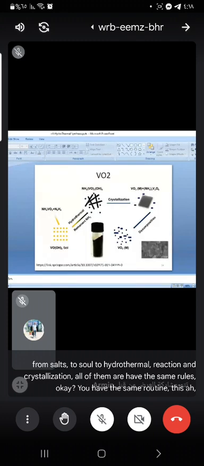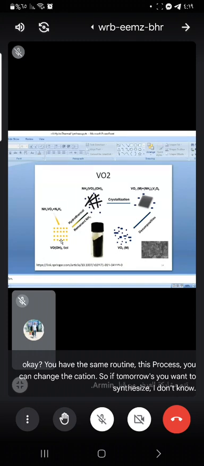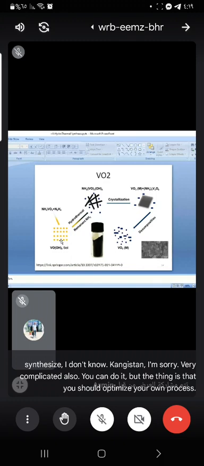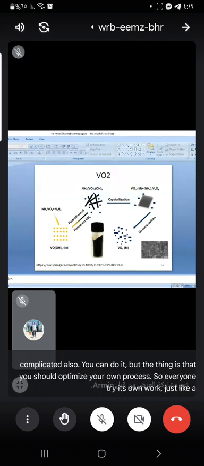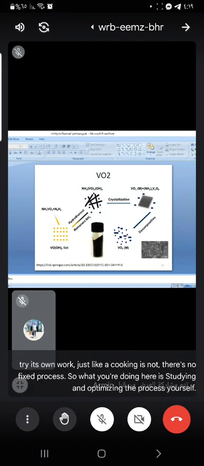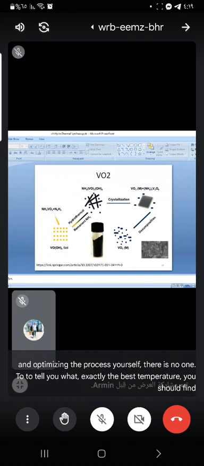You can change the cation. So if tomorrow you want to synthesize, I don't know, tungsten oxide or a very complicated oxide, you can do it. But the thing is that you should optimize your own process. Everyone tries their own work. It's just like cooking. There is no fixed process. So what you are doing here is studying and optimizing the process yourself. There is no one to tell you exactly what the best temperature is. You should find it yourself.